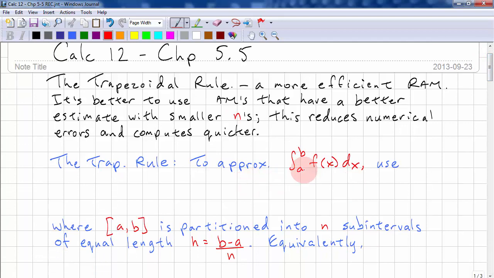So to approximate the definite integral from a to b of f of x, the trapezoidal rule is h over 2 times y0 plus 2y1 plus 2y2 plus dot dot dot plus 2yn minus 1 plus yn.